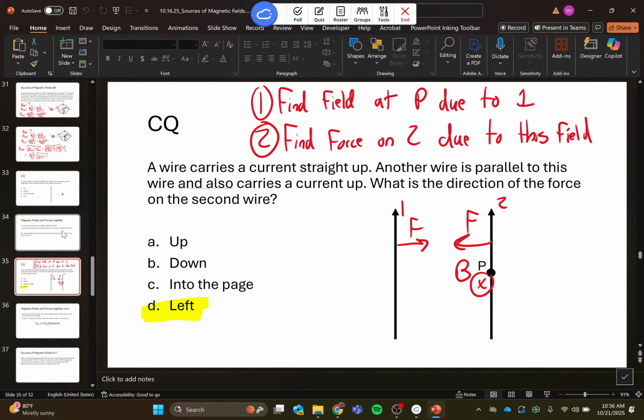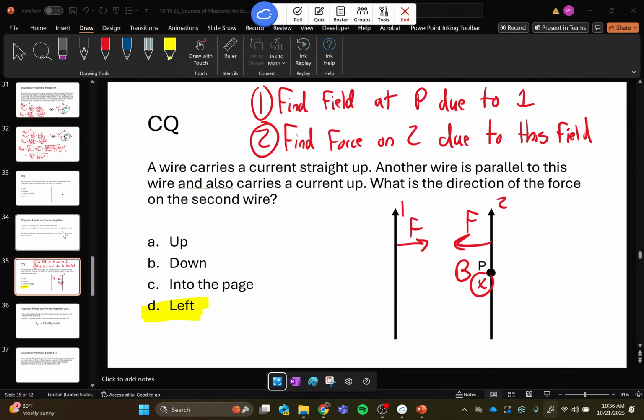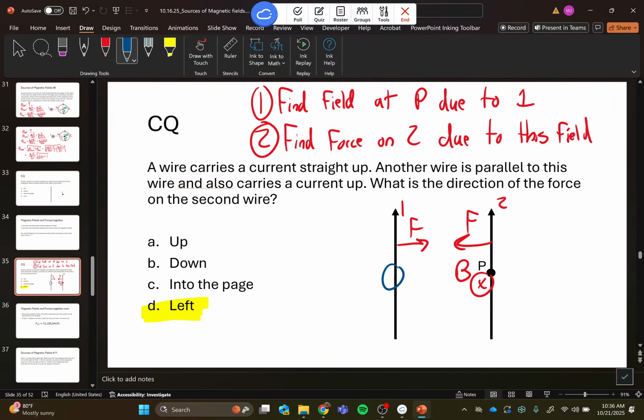You can repeat that exact same process the other direction. Wire 2 makes a magnetic field at wire 1, and that magnetic field will also be pointed out of the page. Why? Right-hand rule 2. Out of the page, that's the wrong symbol for out of the page. This is a dot. So this is the magnetic field due to 2. If I have a magnetic field pointed out of the page and I have a current going up, right-hand rule 1, fingers up. Now I can swing them out of the board, my thumb points to the right.